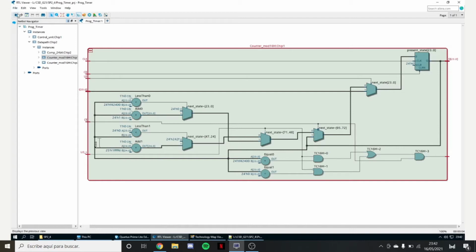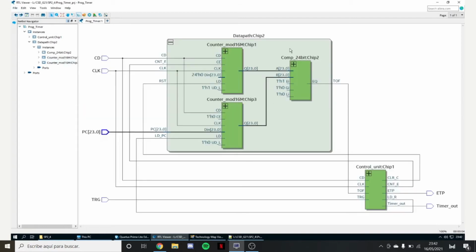Then we can see the counter mode, the implemented one and the other one, and the comparator 24-bit. And here is the control unit. As we can see, our signals and all inputs and outputs are correct, so the proctimer works very well.